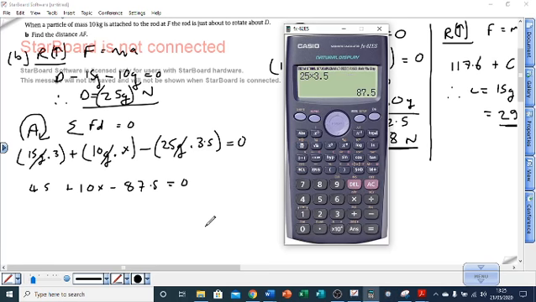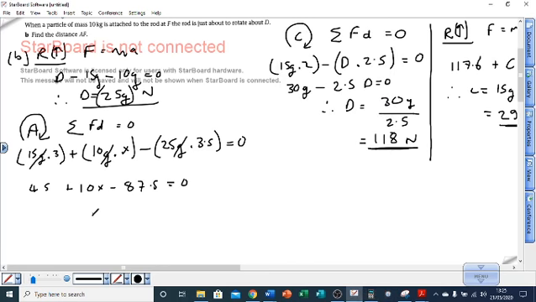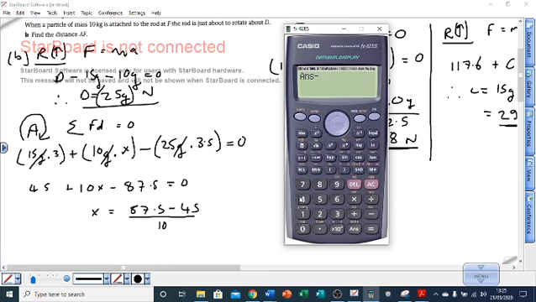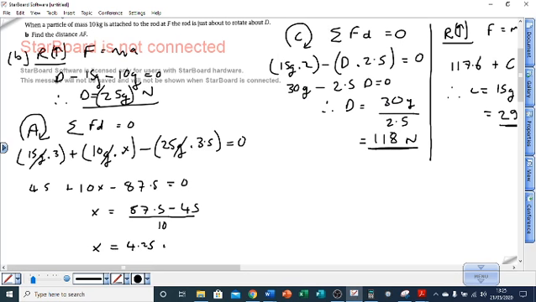Right, rearranging that, I've got X is simply equal to 87.5 take away 45 all divided by 10. Okay, so 87.5 minus 45 is equal to, and then divide it by 10, and we get that, which is, X has to be 4.25 meters. Okay, and that's the answer for that.